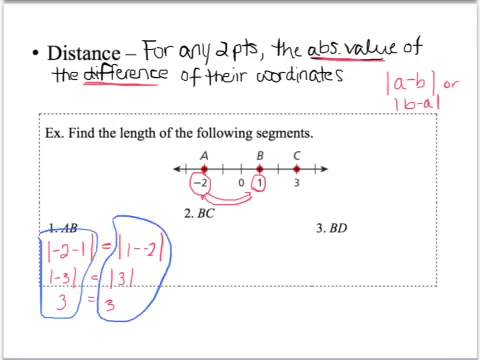Okay, now let's go on to number 2. We want to find the distance from B to C. So I'm only going to do one way. I'm going to go largest number minus the smaller number. 3 minus 1. And that's going to be the absolute value of 2, which is just 2. And ignore number 3 because we do not have a D on our number line.